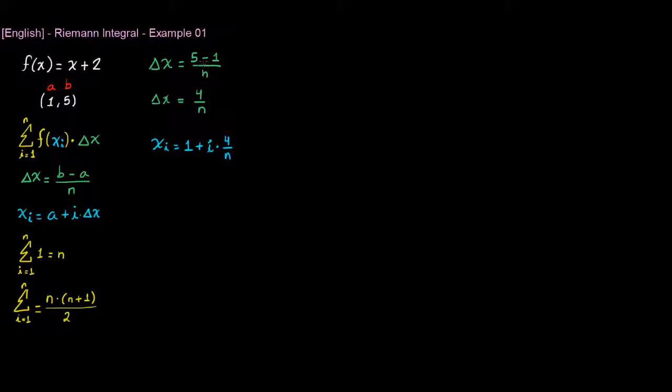So now let's get to the actual problem. I'm going to start over here. So this is the summation from i equal to 1 until n of f. Now f will be in terms of x of i, so I'm going to use the same color. It will be here 1 plus i times 4 over n, times the delta x. So delta x is already 4 over n, so I'm going to use 4 over n.